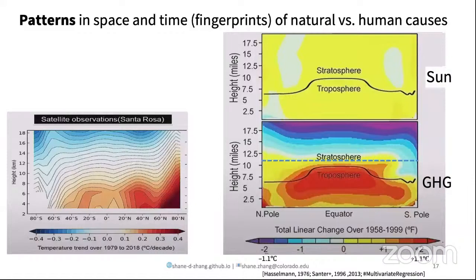Sure. So the question is, what does the gray color in this plot mean? As we can tell from the color bar, gray means the temperature changes little from 0. So it means there's basically little temperature change.